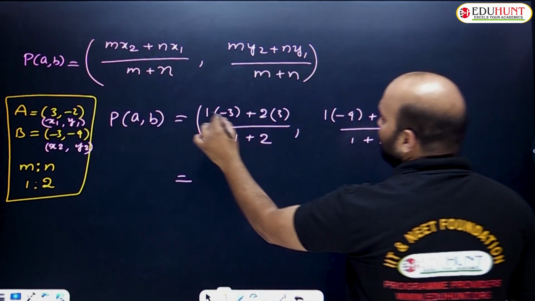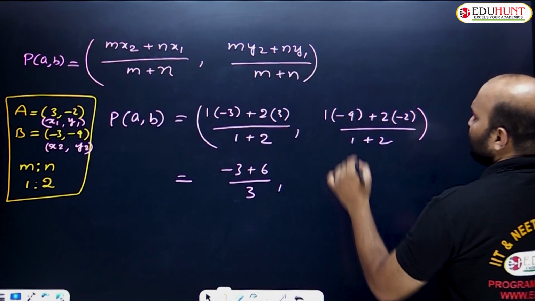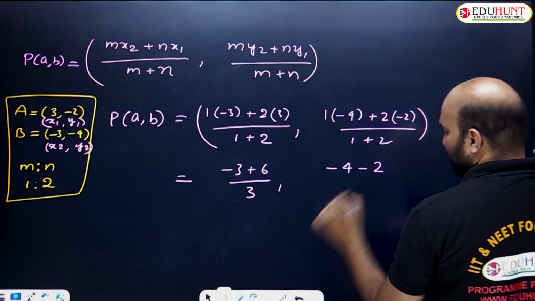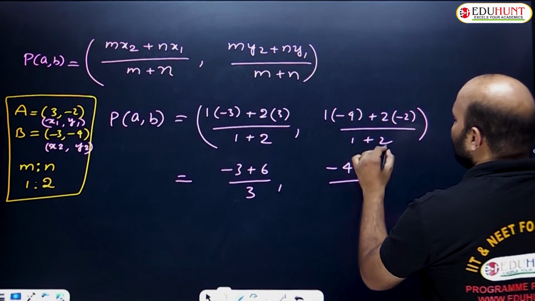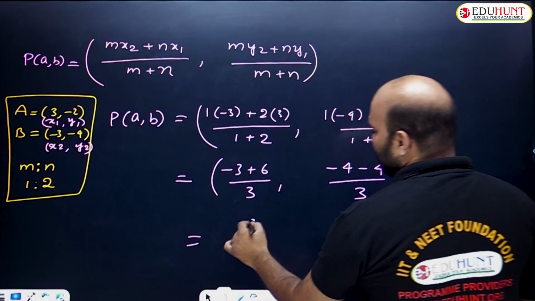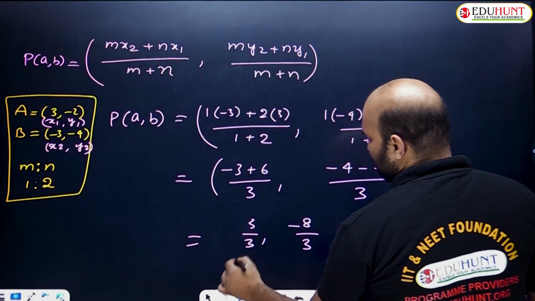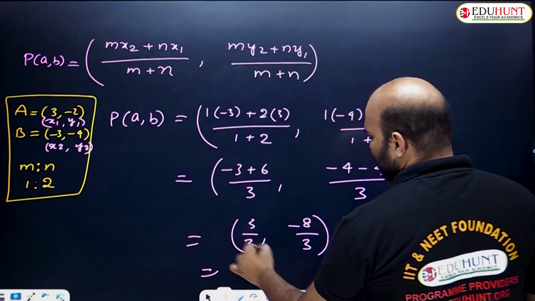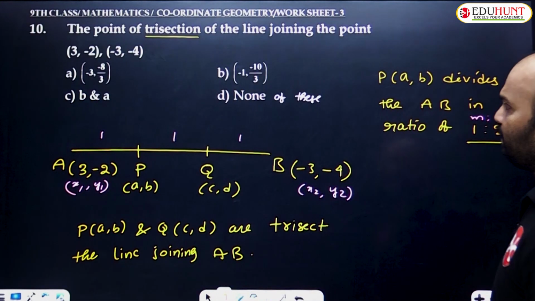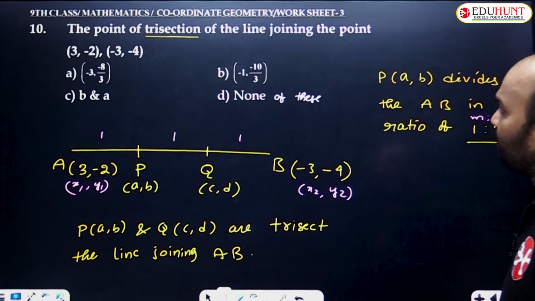Therefore, it can be written as (-3 into 1, -3 plus 2 into 3) by (1 plus 3), 3 comma, here (-4 into 1, -4 plus 2 into -2) by (1 plus 2), 3. Am I clear? So it can be written as -3 plus 6, nothing but 3 by 3, and -4 minus 4, -8 by 3. So what am I getting as the final points? P coordinates are 1 comma -8 by 3. So 1 comma -1 by 3 is one point. So -1 comma -8 by 3, is it given?